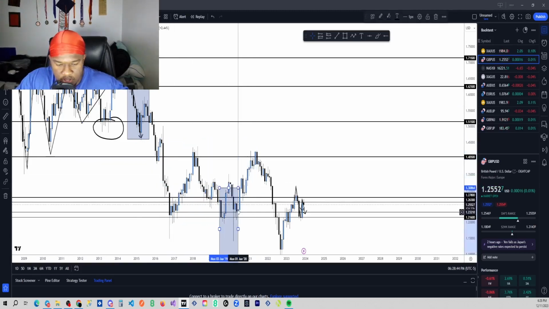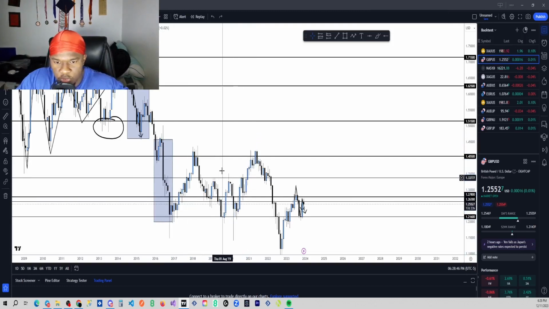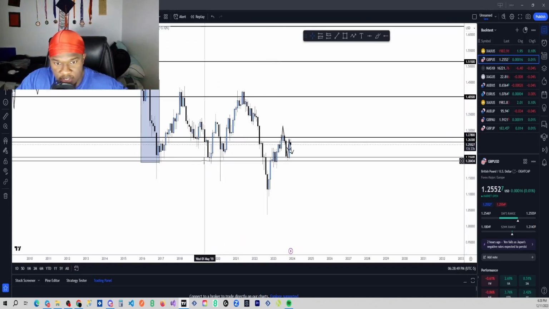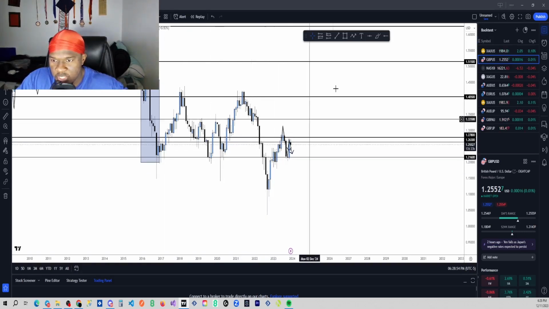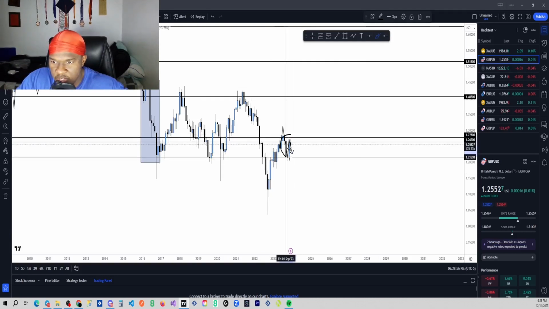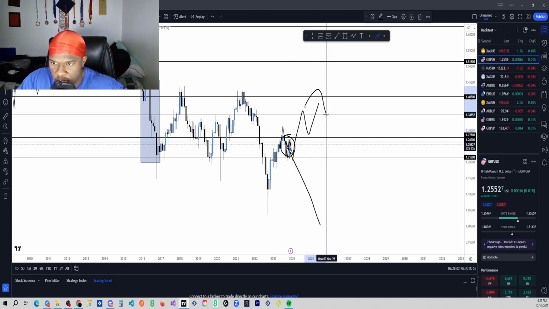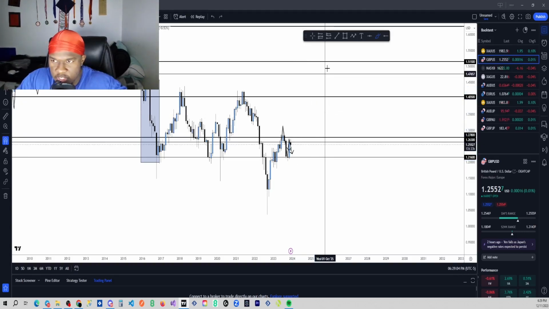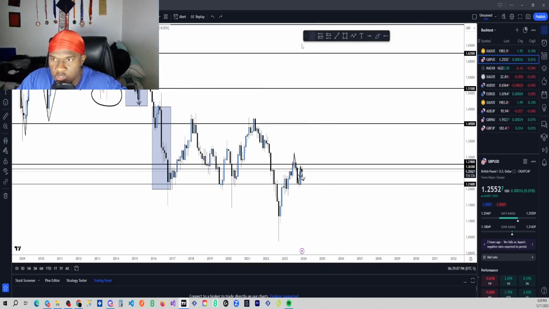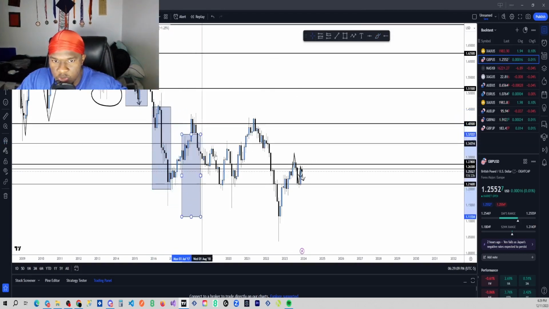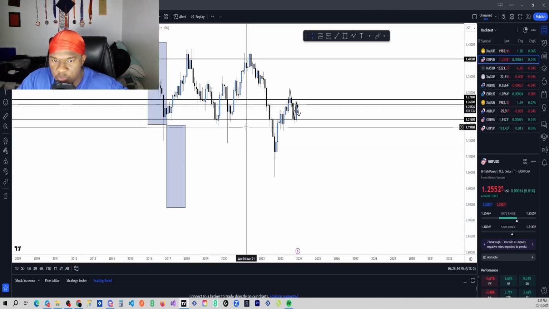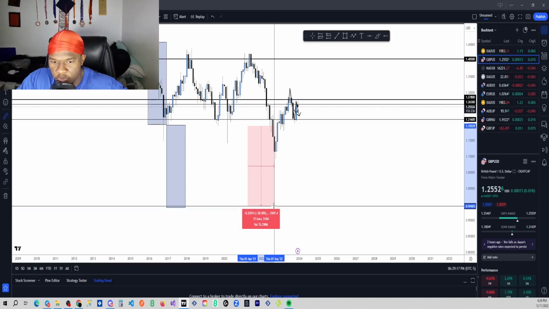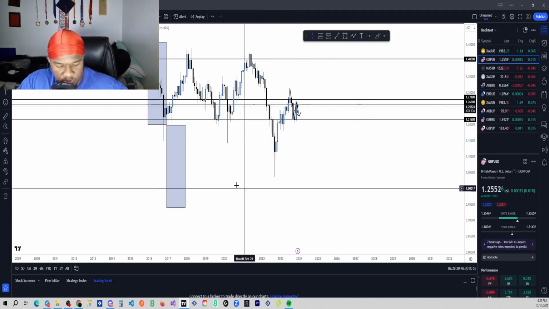In this case, we did not get another 300 pip move yet, because price hasn't broken this low completely. Or we did break it right here. So we can expect potentially for price to give us another 300 pip move if it doesn't break to the upside. All right. So if you were to take the same zone, do this from here. That means price could potentially drop all the way down here. 250 to 300 pip move. All right.